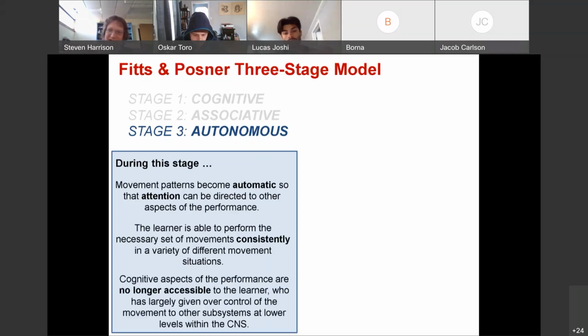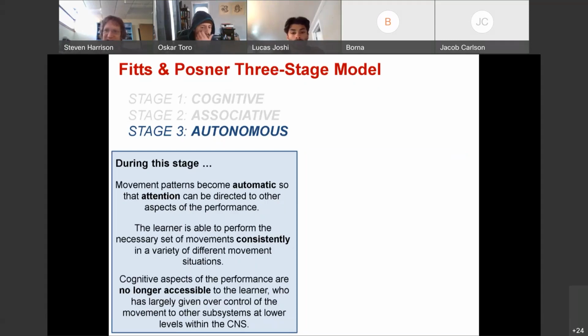So an interesting aspect here is that the cognitive aspects of performance are no longer accessible to the learner. The learner has largely given over control of the movement to subsystems at lower levels in the central nervous system.